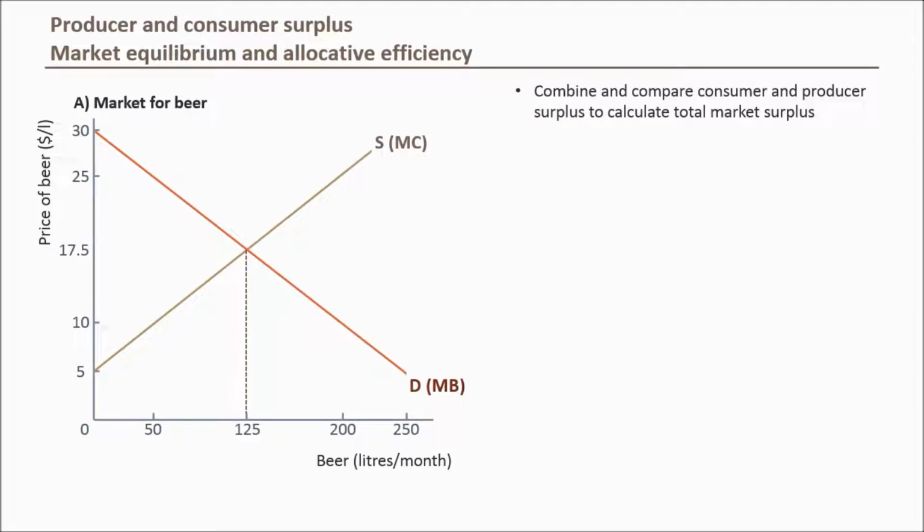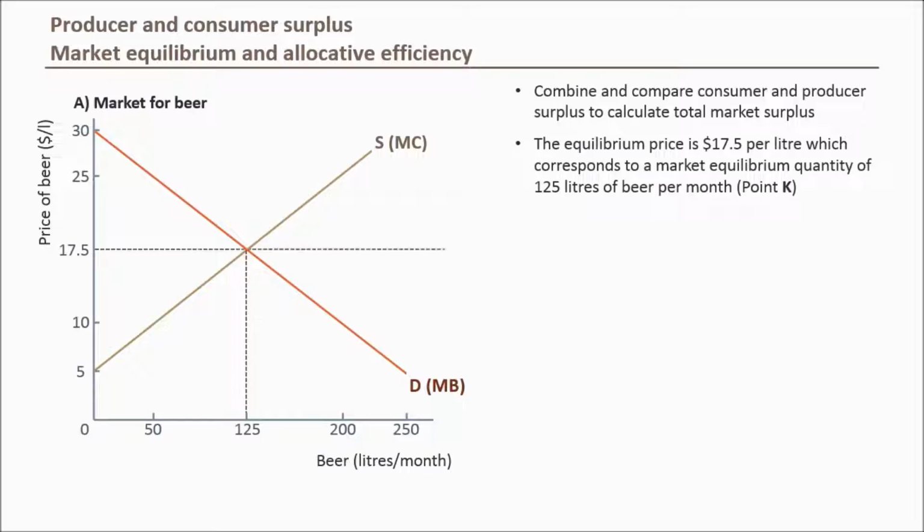Hi and welcome back. In this video, I will use the concepts of consumer and producer surplus to illustrate how we identify and calculate inefficiencies in a market. Figure A illustrates the demand and supply curves for the beer market.